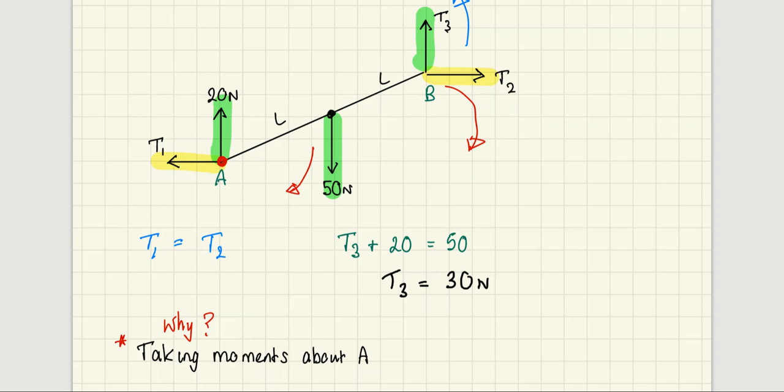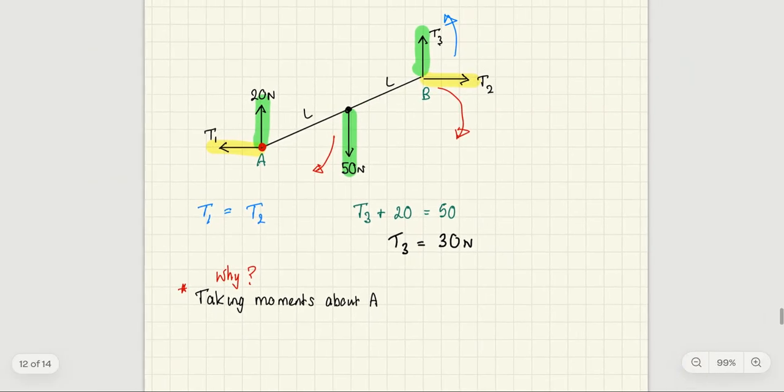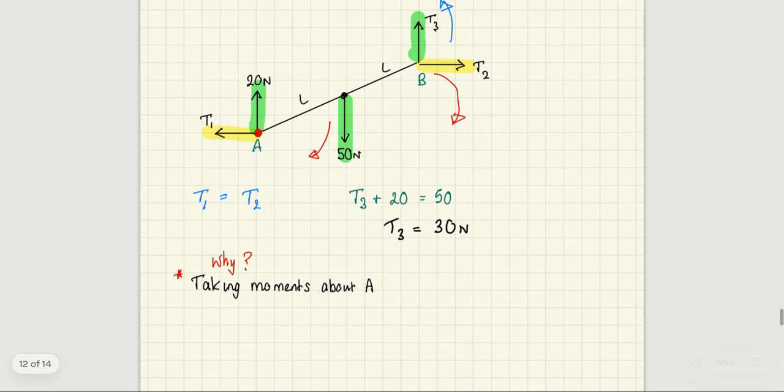We'll just do A. All right, so how do we take these moments? So we've got clockwise equals anti-clockwise, but how are we going to do it? Let's look at the clockwise ones first. All right, so how do we write them?